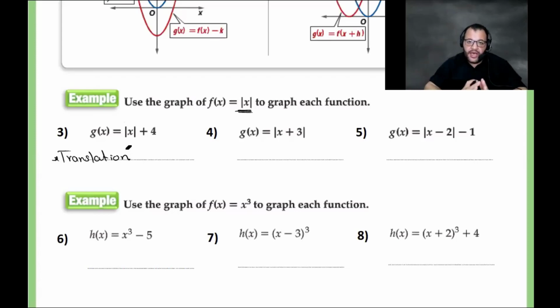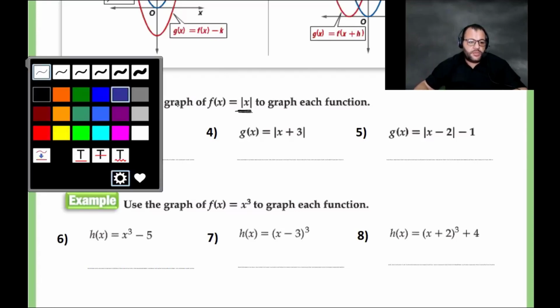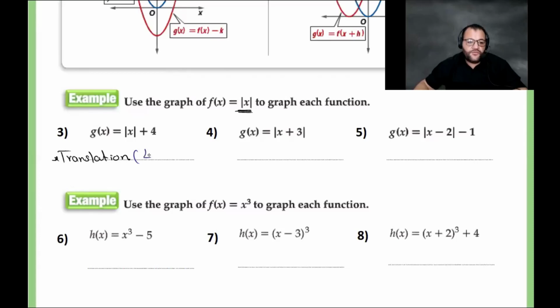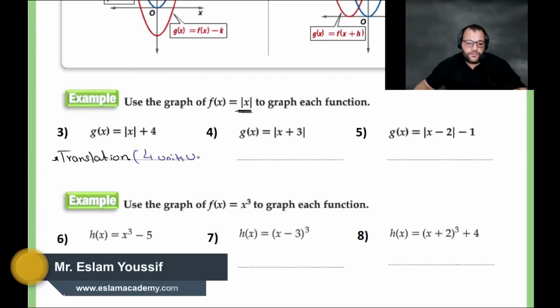X means right or left. So now, by adding 4, it will be y with the same or inverse operation? The same operation. It means it's going up 4 units. It means we have a translation of 4 units up. So how can you find the graph now?